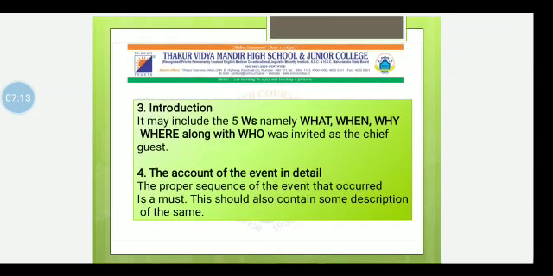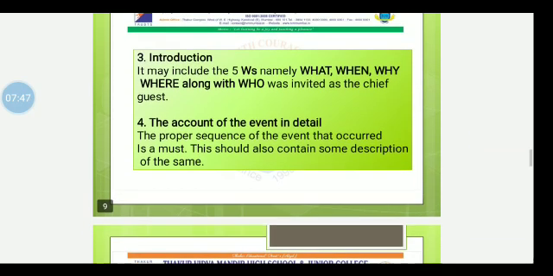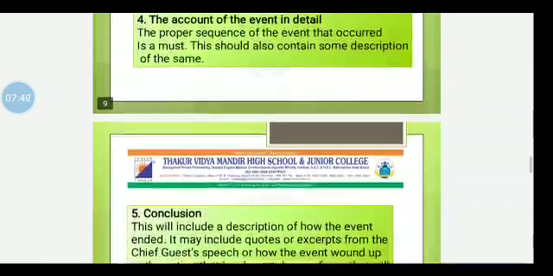Point number 3, introduction. It may include the 5 Ws, namely what, when, why, where, along with who was invited as the chief guest, if there is a chief guest. And the 4th point to take into account is the account of the event in detail. What exactly took place during the event in chronological order. The proper sequence of the event that occurred is a must. This should also contain some description of the same.